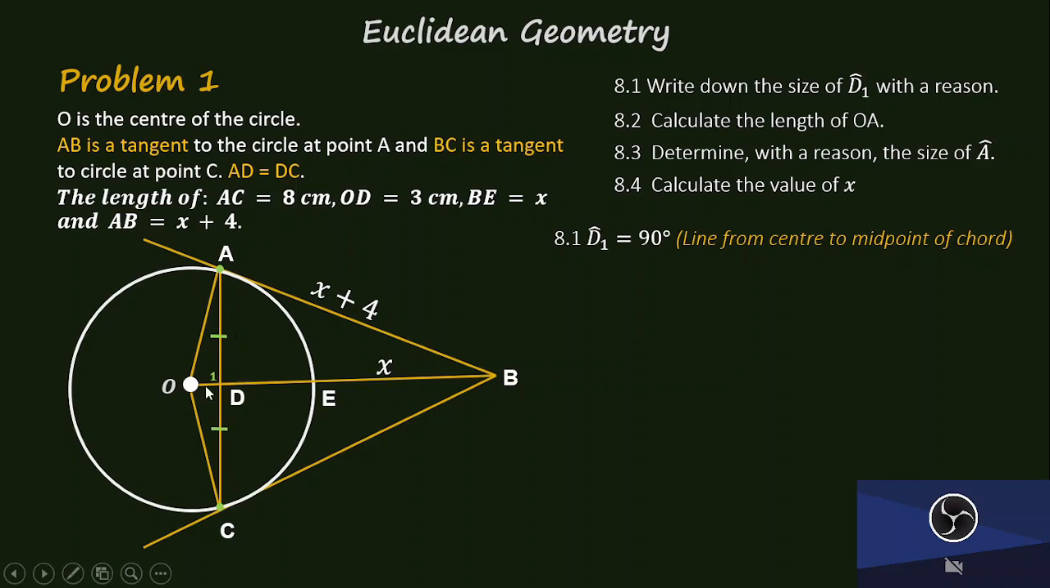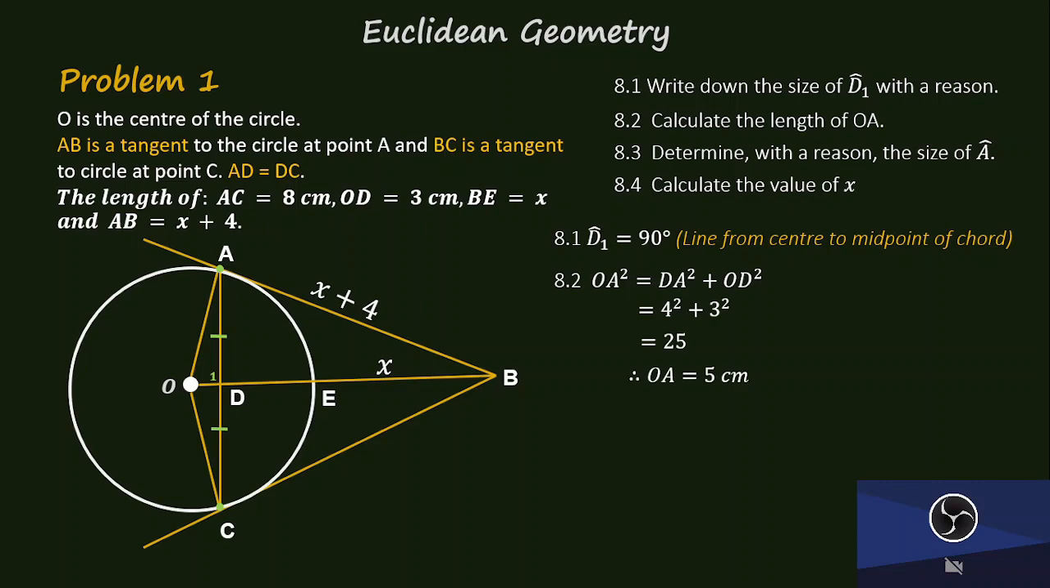We've been given this side as 3 centimeters. We can now calculate the length of OA, right? This is the second question. The second question says calculate the length of OA. We have 4 centimeters, we have 3 centimeters, and D1 is 90 degrees. We've just shown that. So we have a 90 degrees angle. Then we can use the theorem of Pythagoras, because we have a right angled triangle, right? So by the theorem of Pythagoras, DA is 4 centimeters, and then OD is 3 centimeters. That gives OA as 5 centimeters, right?